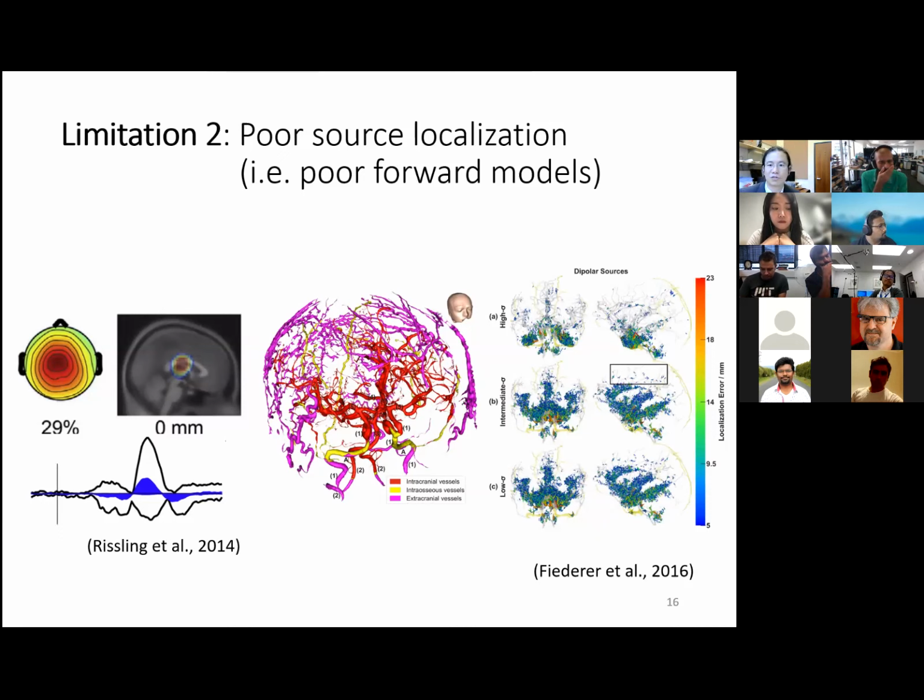Another limitation is a little more advanced. Sometimes people use so-called advanced source imaging or source localization. But source localization always requires a head model. A head model means here is the shape of the brain, here is the shape of the cerebrospinal fluid, here is the shape of the bone, here is the shape of the scalp.